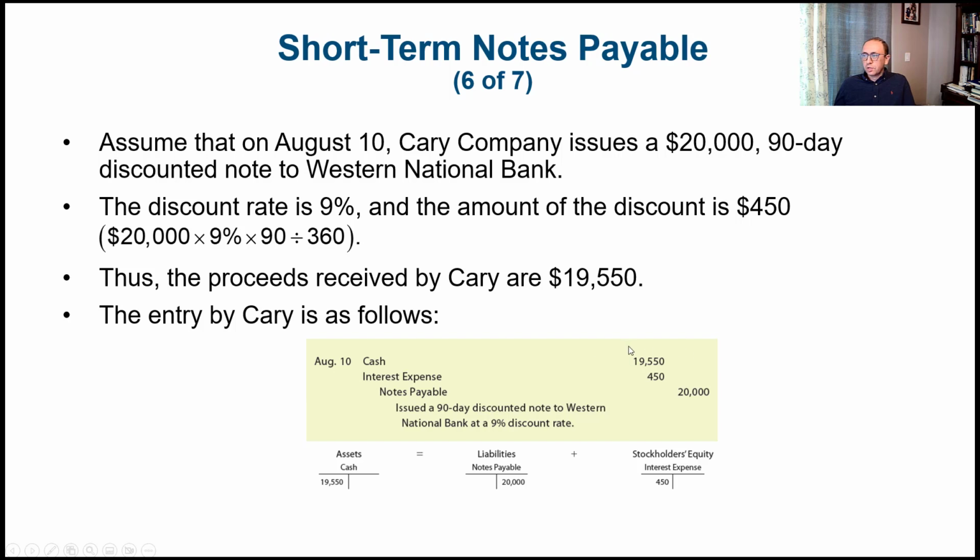We debit cash for $19,550 and we credit notes payable for $20,000, and the $450 is going to be debited for interest expense, which is the amount of the discount.